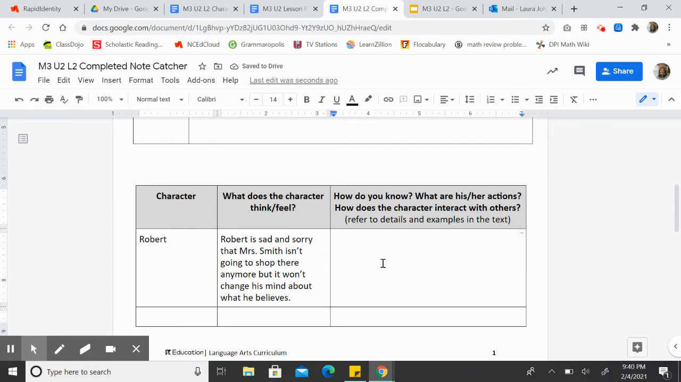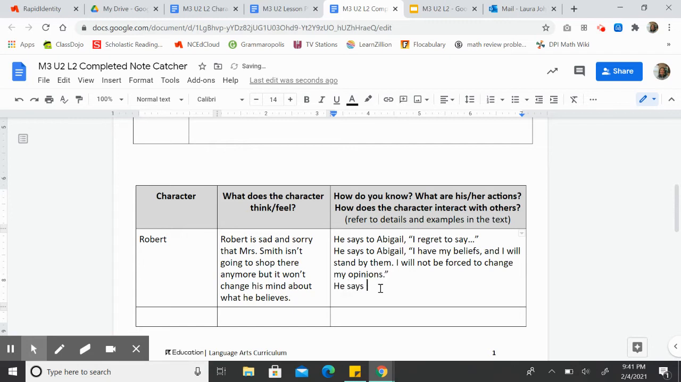And how do we know this? Well, this is getting text examples, okay? So we have to write down the things he says, the things that he does, how he interacts with others. So we know he says to Abigail, I regret to say, okay, he also says to Abigail, I have my beliefs and I will stand by them. I will not be forced to change my opinions.